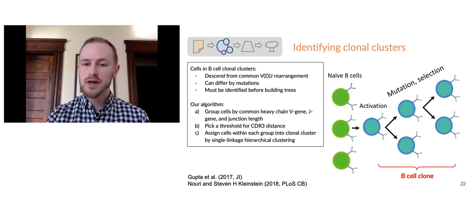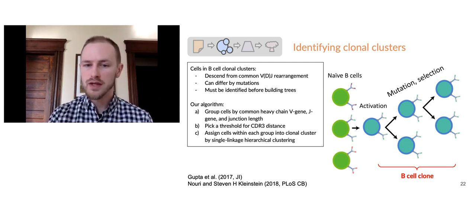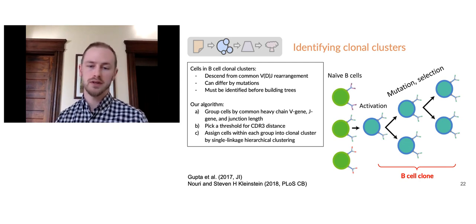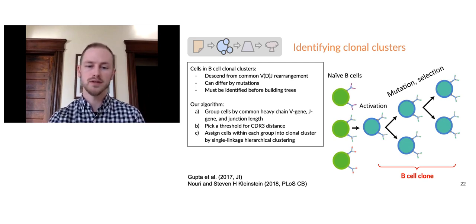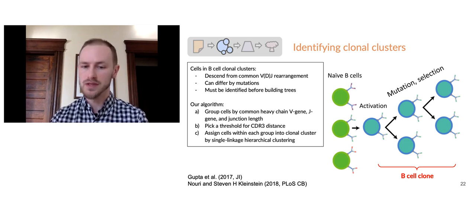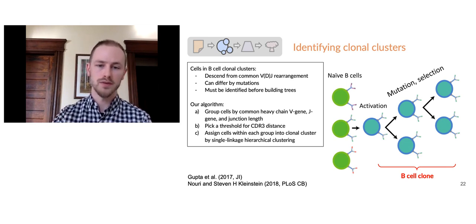Importantly, these cells within a clone can differ by mutations due to somatic hypermutation. So for us, defining clones is particularly important because phylogenetics is all about descent from a common ancestor. So it only really makes sense to build phylogenetic trees within B cell clones and not between B cell clones.